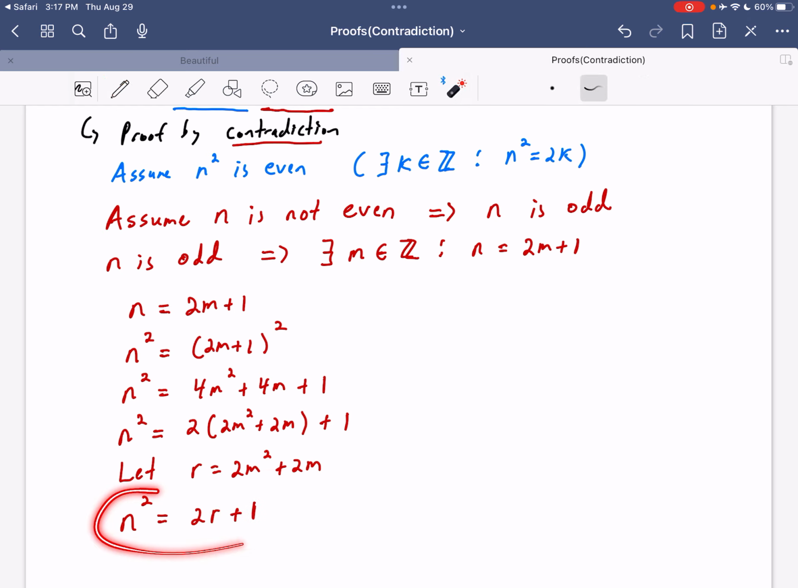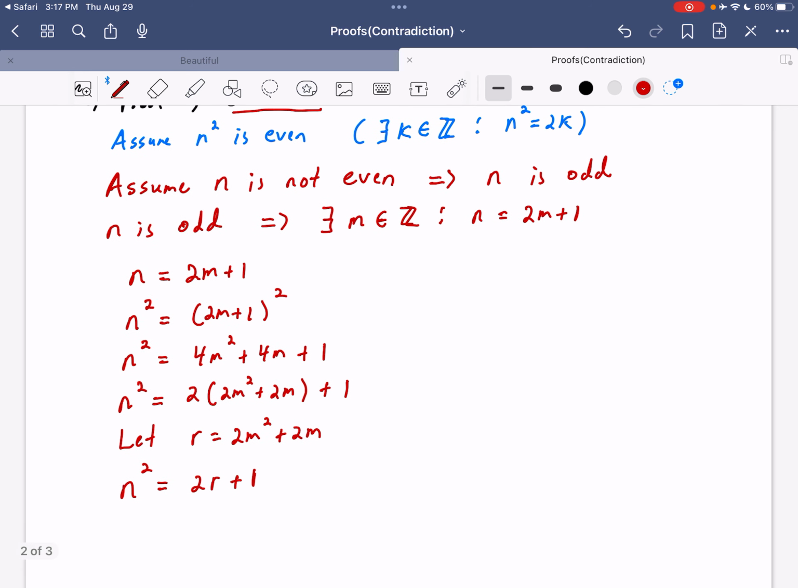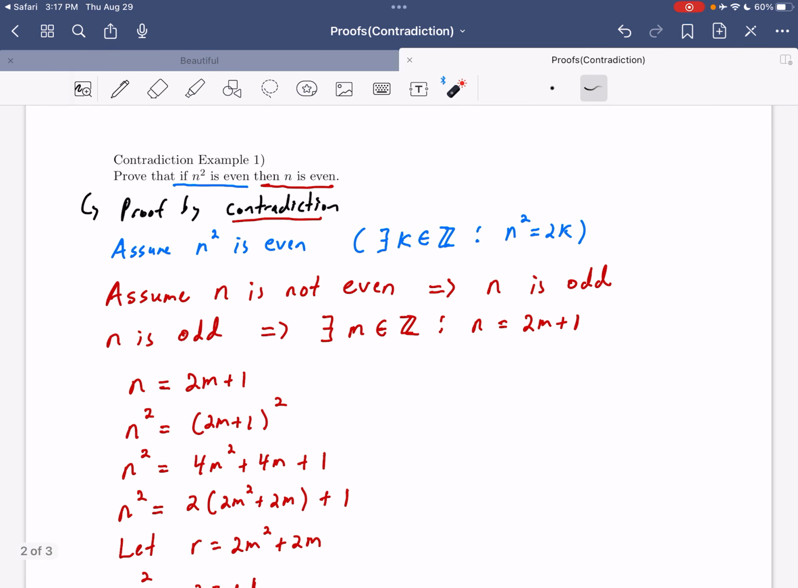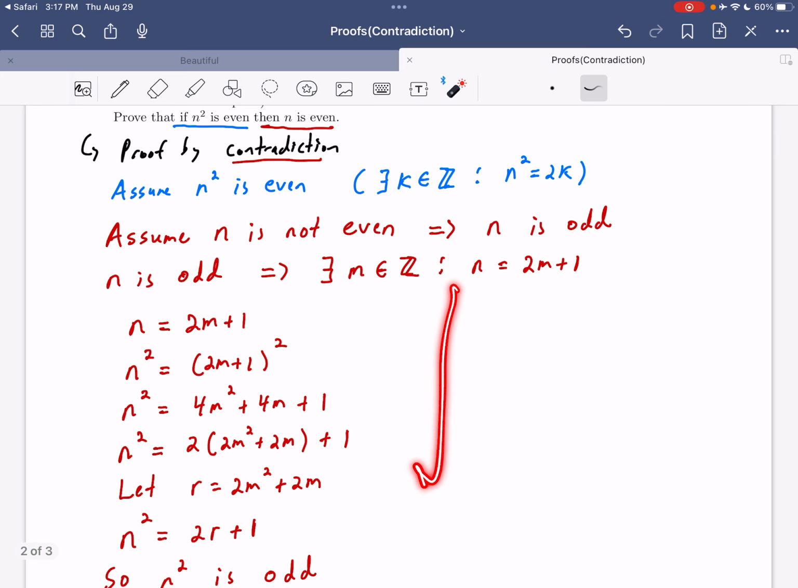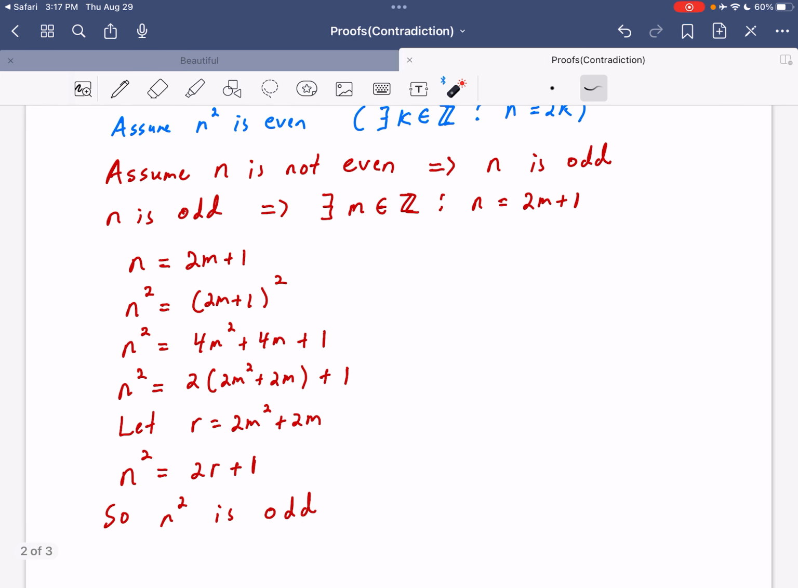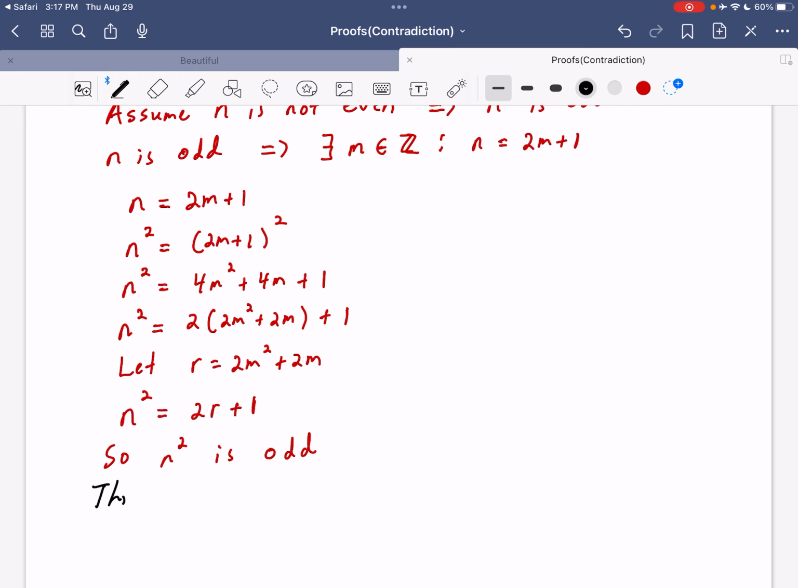Now, what does this tell us? Well, this is the definition of being odd. So n squared is odd. But that is a contradiction. Why is that a contradiction? Because we assumed that n squared is even, right? That was something we're originally given in our statement, so we are assuming that that is true. We've followed this logic, and we've arrived that n squared must be odd. That contradicts n squared being even.